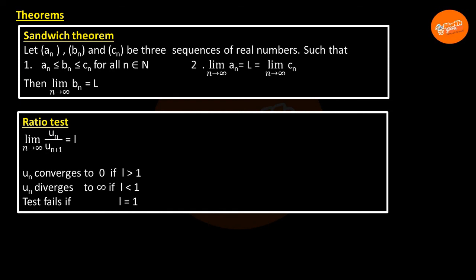The ratio test. If limit n tends to infinity u_n by u_n plus 1 equals L, then the sequence u_n converges to 0 if L is greater than 1, diverges to infinity if L is less than 1, and the test fails if L equals 1.